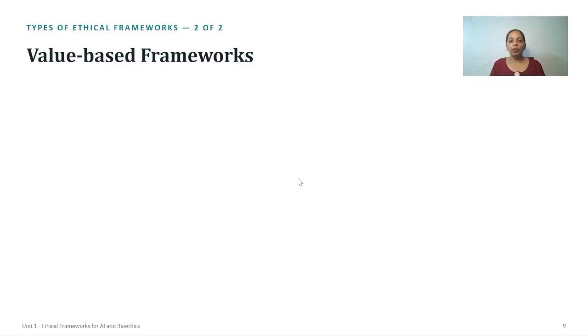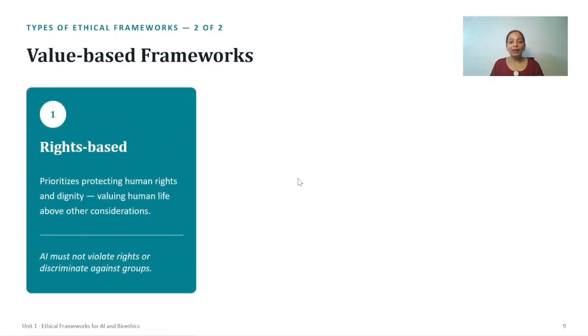Value-based framework. Value-based frameworks focus on fundamental ethical principles and moral philosophies rather than a specific industry. They are connected with judging the moral worth of an action. Value-based frameworks split further into three types. Rights-based, which prioritizes protecting human rights and dignity above all else. For AI, this means making sure systems don't violate rights or discriminate against groups.